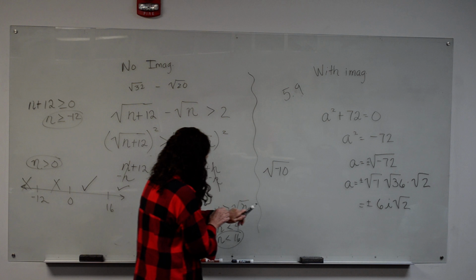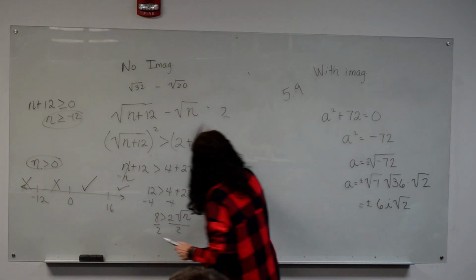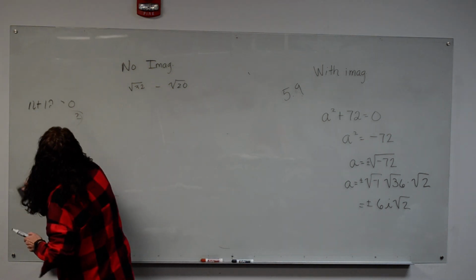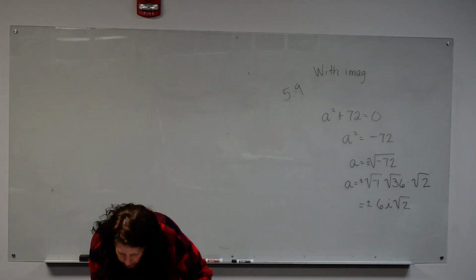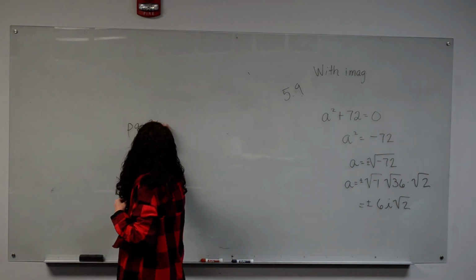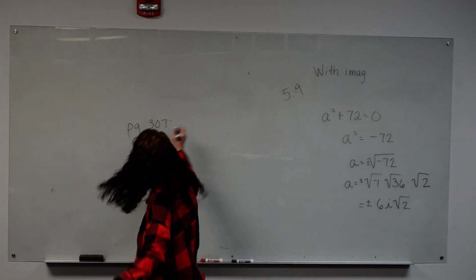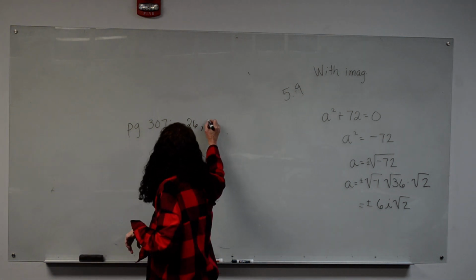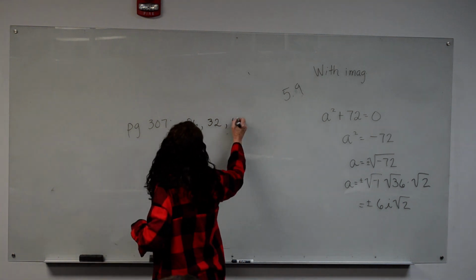Alright, so real quick, this is your homework. Now, there's not going to be a lot right here. It's Wednesday. And what we're doing is we're just making up the stuff from the other section. So on page 307, I want you to do 26, 32, and that might be it. Oh, and 40.